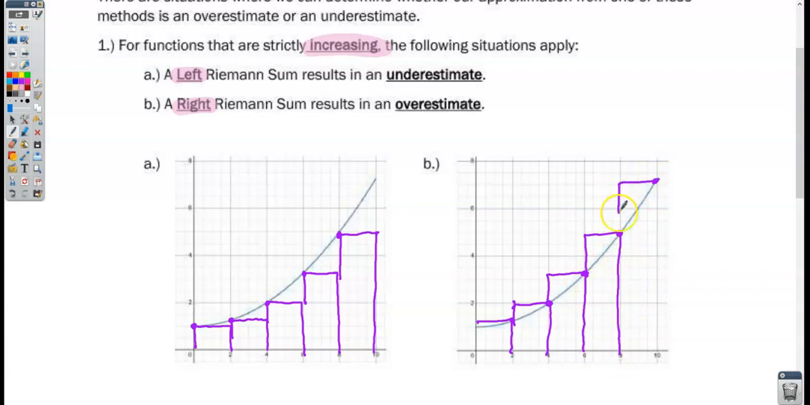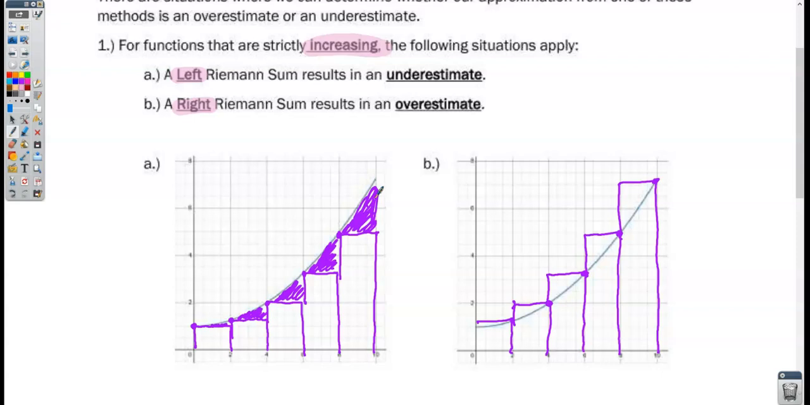And what happens here, with the left Riemann sum, all the rectangles are underneath the curve. And so I have all this area here that I'm shading in. That's all area that's under the curve, but that is not counted by the left Riemann sum. And therefore, that's indicative of the fact that the left Riemann sum is an underestimate.